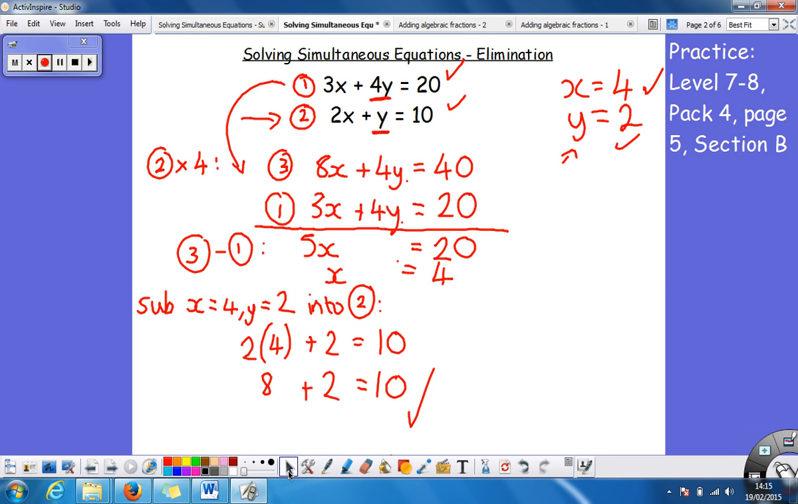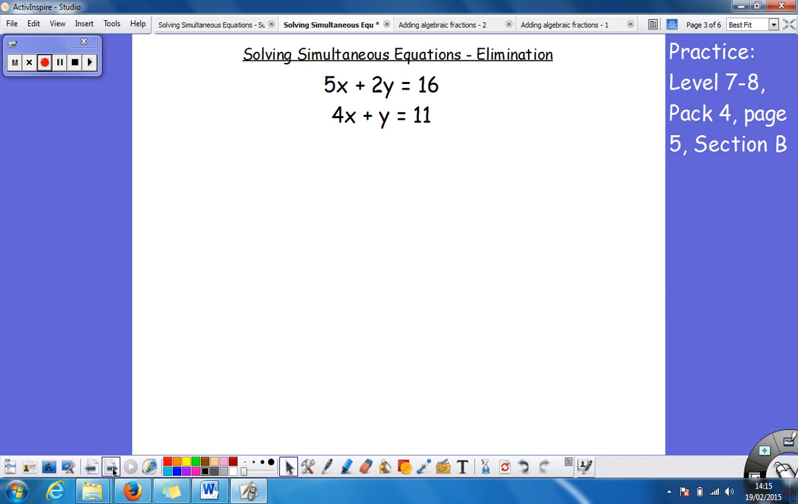Okay, so time for you to have a go at one on your own. Think about how you're going to eliminate. Do you need to change one of the equations by multiplying or dividing, or can you go straight into the elimination? And then make sure that you end up with a solution for x and a solution for y, and that you check your answers in your second equation. Pause the video now and have a go, and then when you press play, it will take you through the answers.